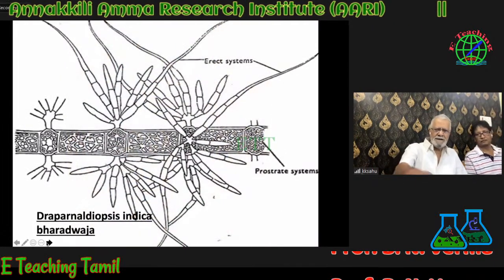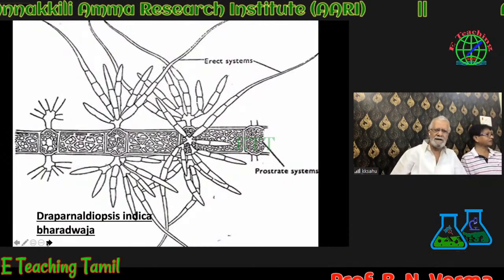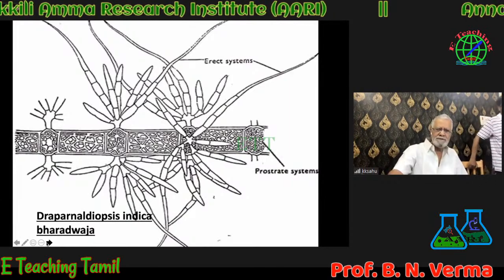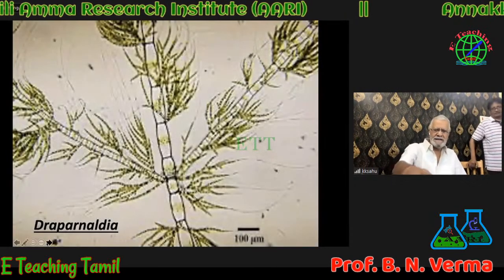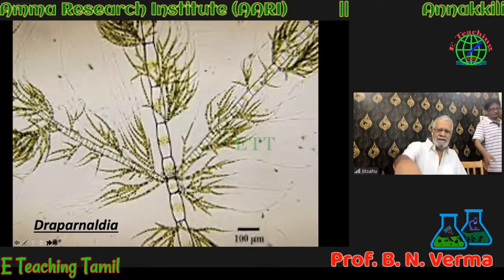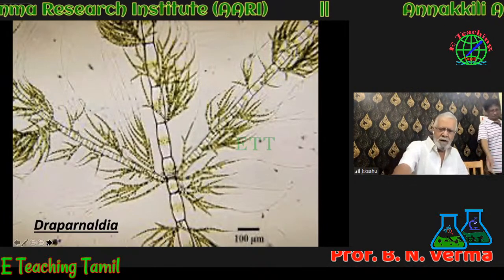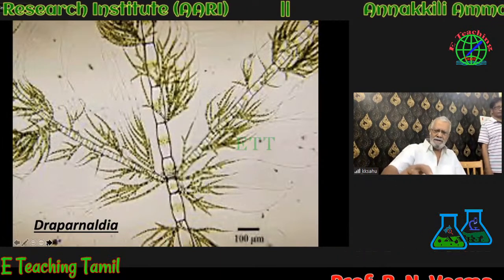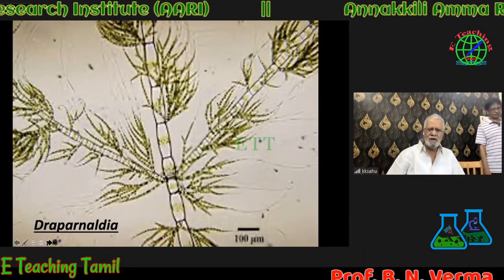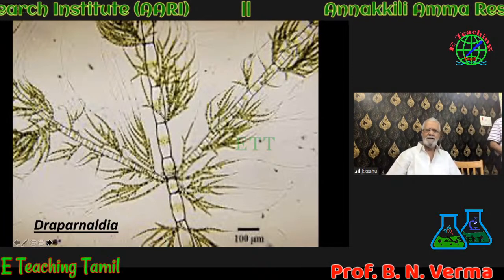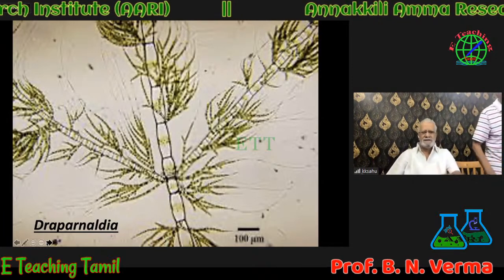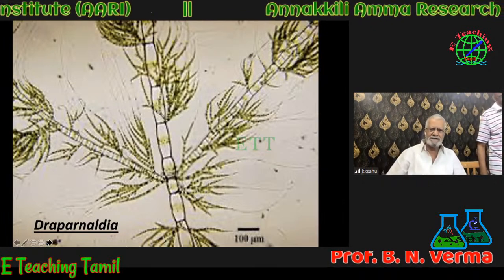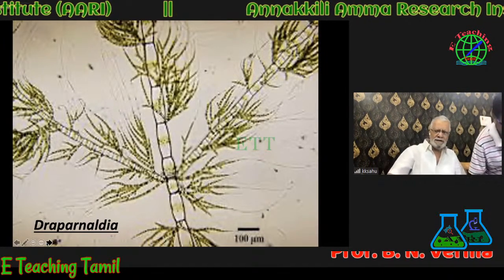This is the branching pattern of Draparnaldiopsis. This is Draparnaldia. Just see, there is no differentiation. Although branches are coming out, they come out without differentiated shorter and longer cells. Shorter cells are the nodal cells. That differentiation of short and long cells is not here in the case of Draparnaldia. This is the only difference.